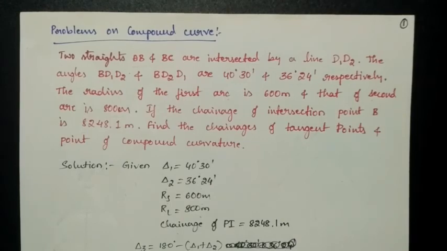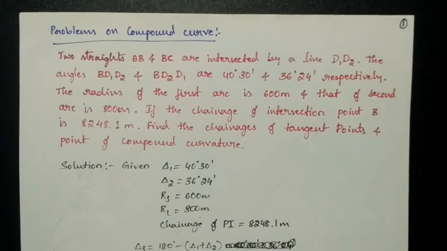After seeing the theory of compound curve, now we shall move to the problems on compound curve. First example, two straights AB and BC are intersected by a line D1D2. The angles BD1D2 and BD2D1 are 40 degree 30 minutes and 36 degree 24 minutes respectively.